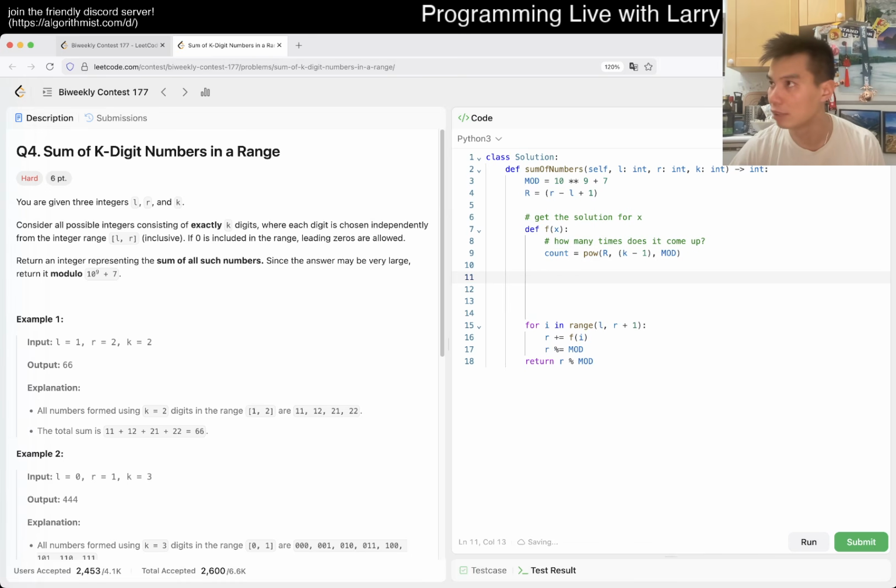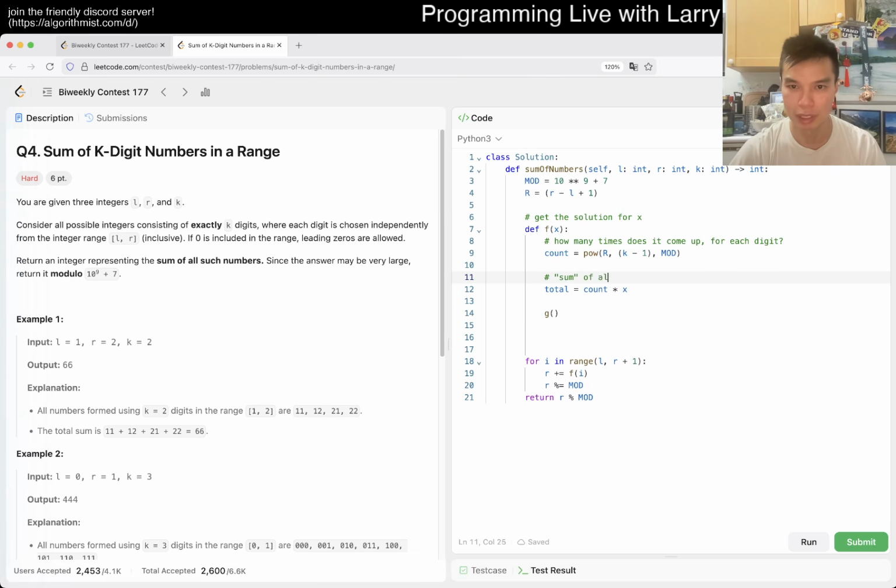Okay, so then now for each digit, we have to sum it up over all the things, right? So then we just divide and conquer on k. So maybe we have a g of, what is count? Oh, it's count times x, because each of that is the contribution. So for each digit, the total is equal to count times x. It's just the sum of all the counts.